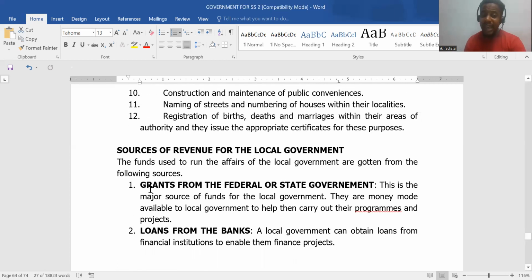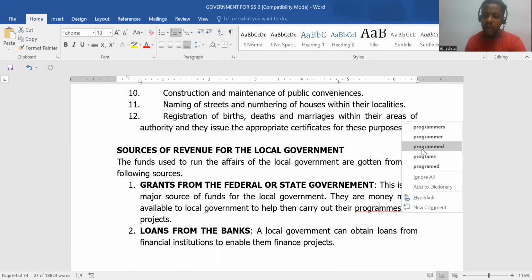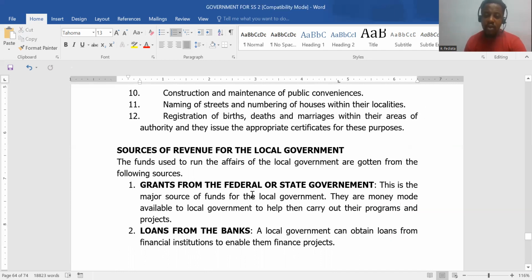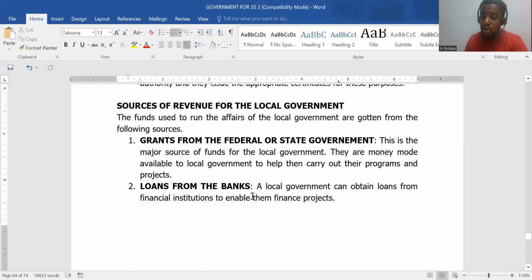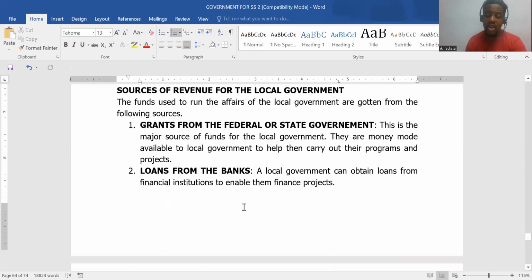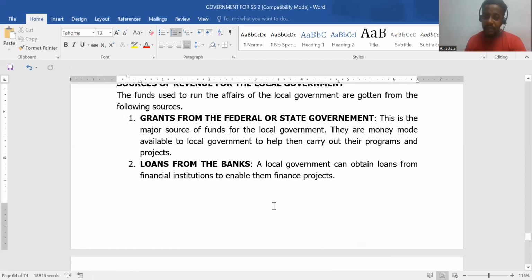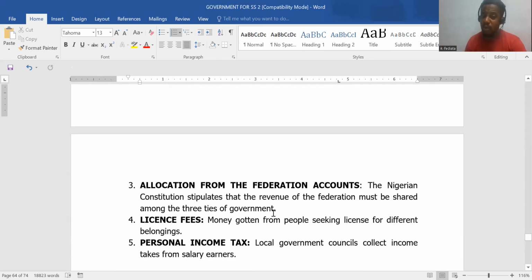Sometimes they get grants from the federal or state governments, right? Now, grants are basically money you can use for a given project, but you're not meant to pay it back, right? So it enables them to carry out their programs and projects within their localities, like boreholes, like markets and the likes. They also get loans from banks. They can obtain loans from financial institutions like banks to run their projects.